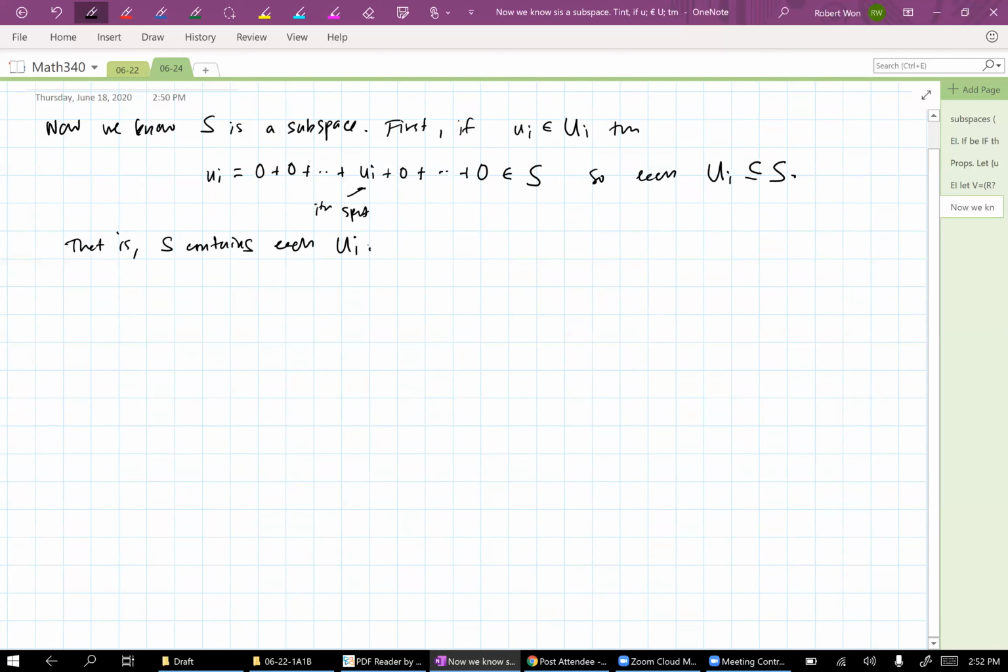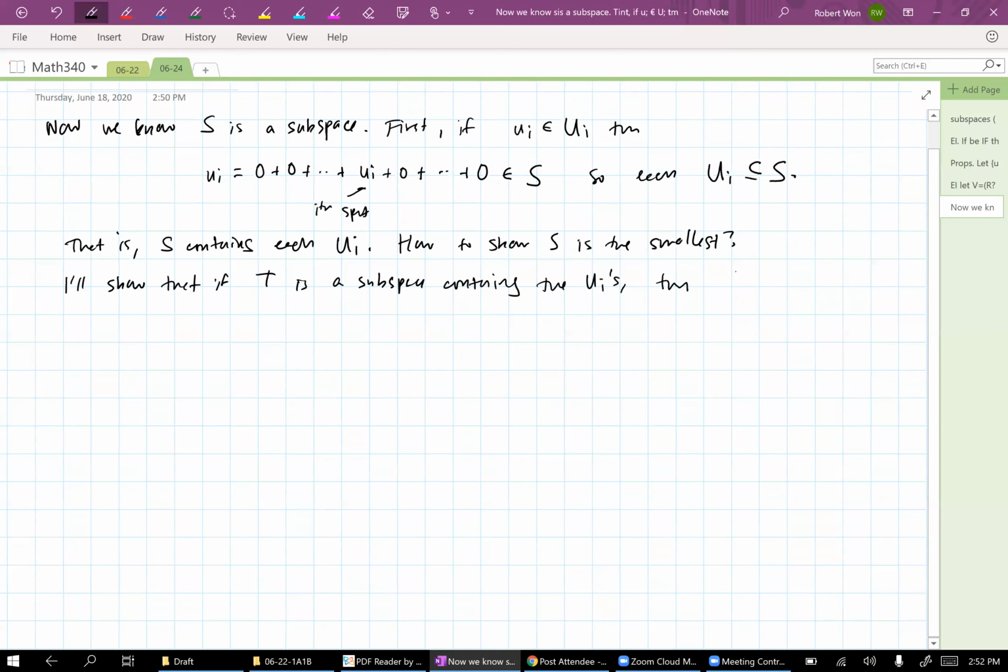Now, how can I show that it's the smallest subspace with this property? This is one of these general mathematical techniques. What I'll do is show that if T is a subspace containing the U_i's, then T already contains S, right? Which means that the very smallest thing you can have that contains all the U_i's is S itself. Anything else would be bigger in that it would contain S already.